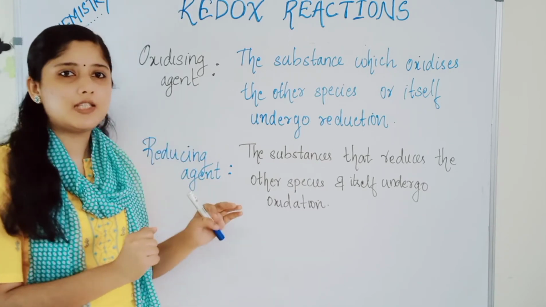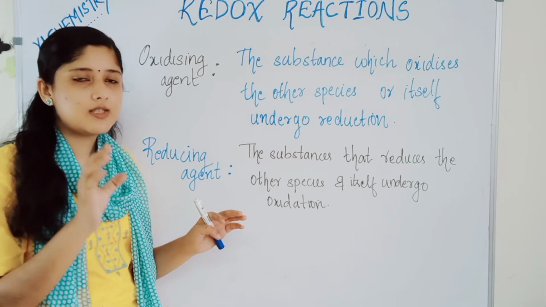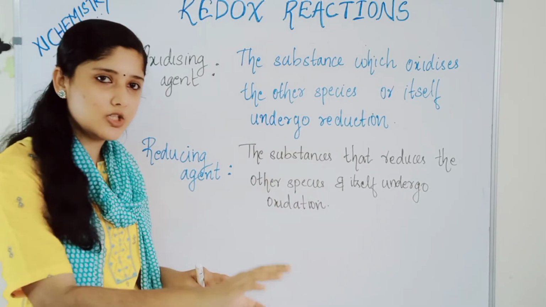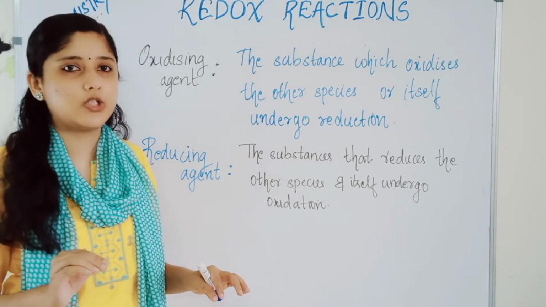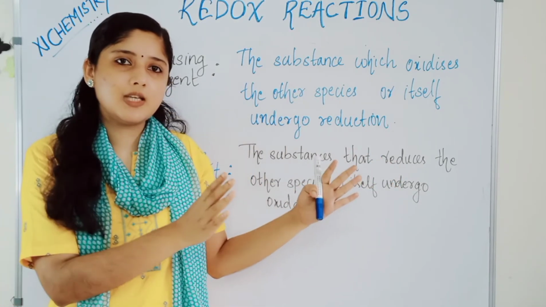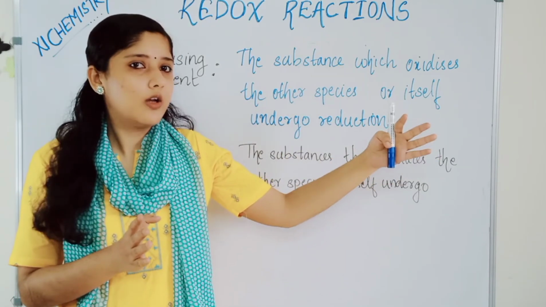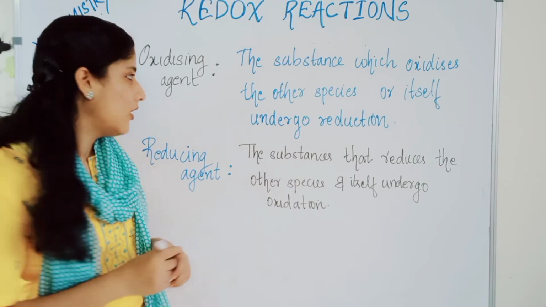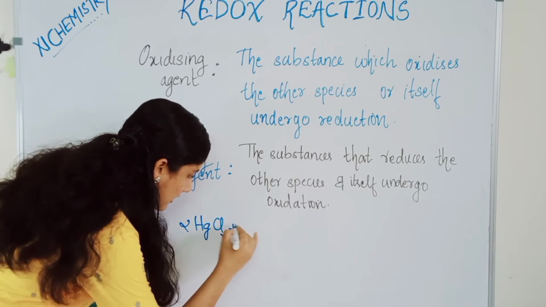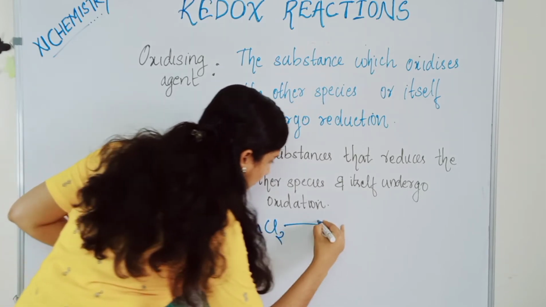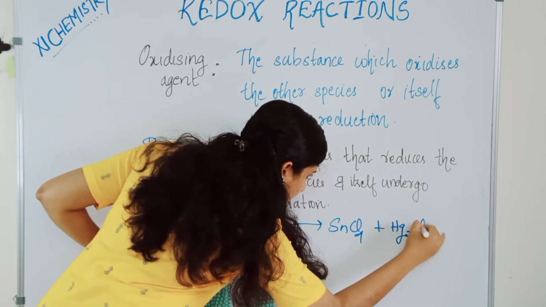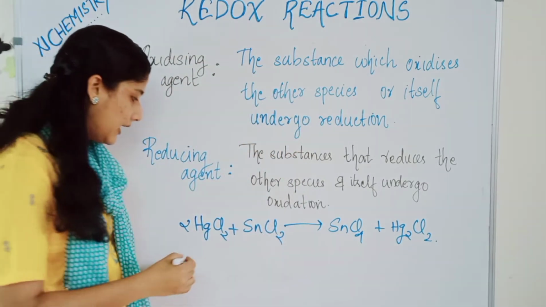So an oxidizing agent is a substance which oxidizes the other species and itself undergoes reduction. Two elements combine to form a reaction, isn't it? For example, previously we studied an example, that is 2HgCl2 plus SnCl2 will give you SnCl4 plus Hg2Cl2. So here what happened?